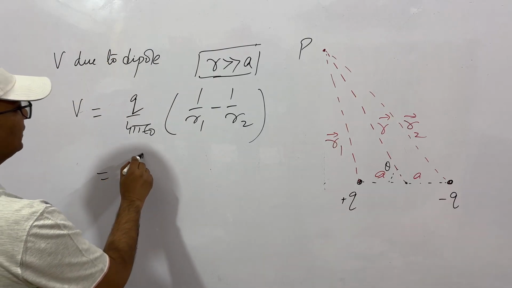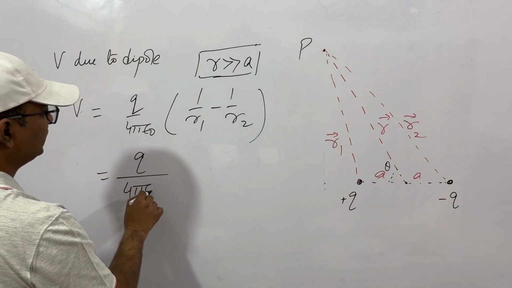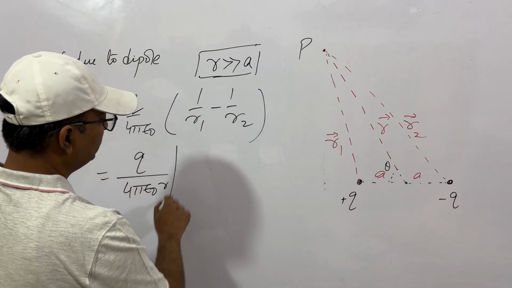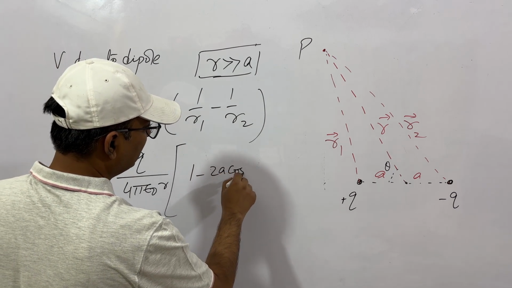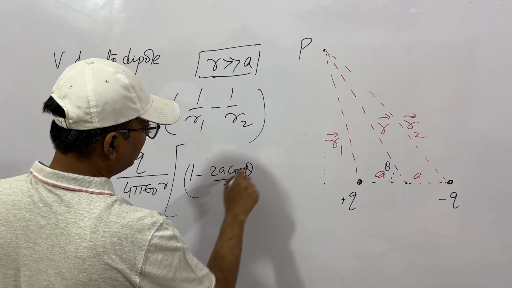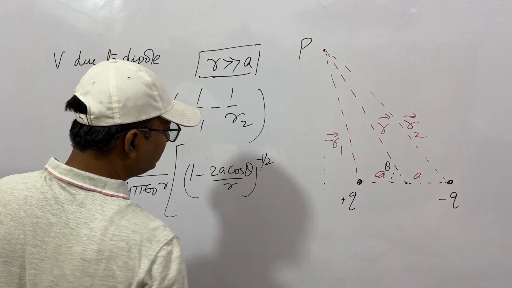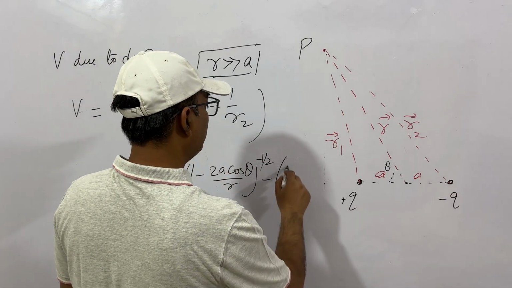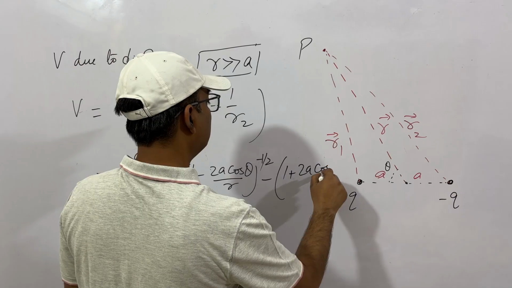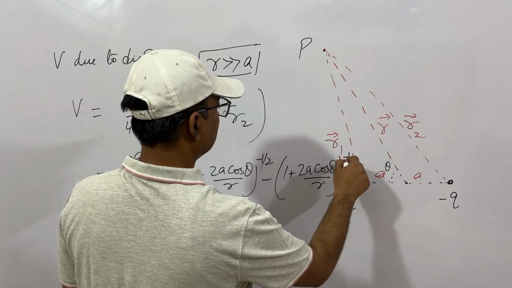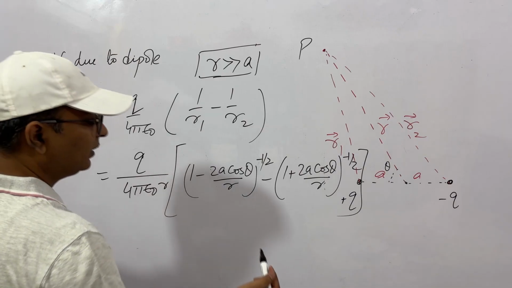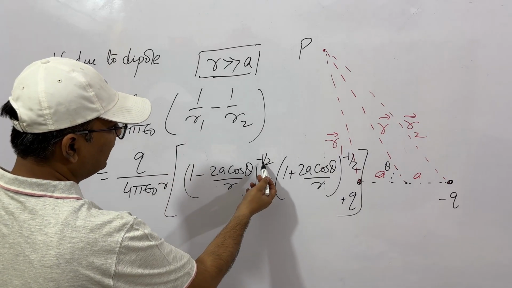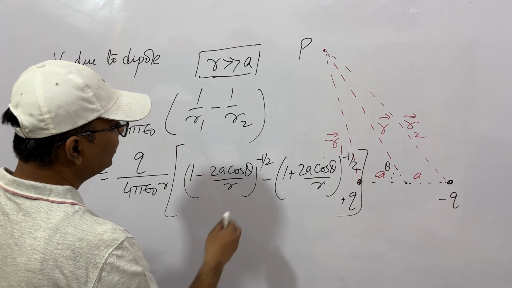We can write it as q by 4 pi epsilon 0, and we can take R common, so that the first one will be 1 minus 2A cos theta by R to the power minus half, minus 1 plus 2A cos theta by R to the power minus half. Okay, this is what we get from this expression. You know the expansion for minus half. Simply what we do, we put it here.